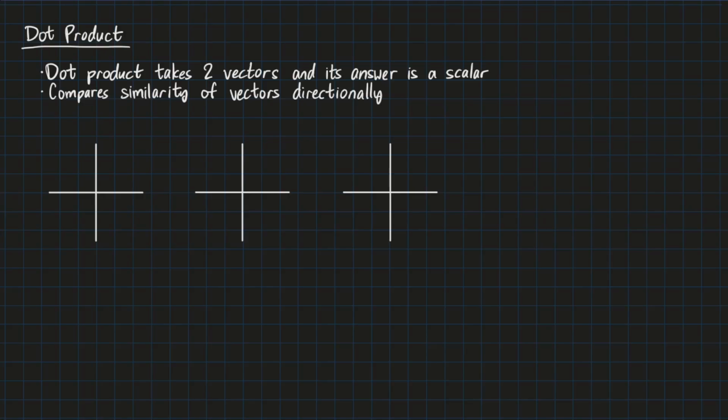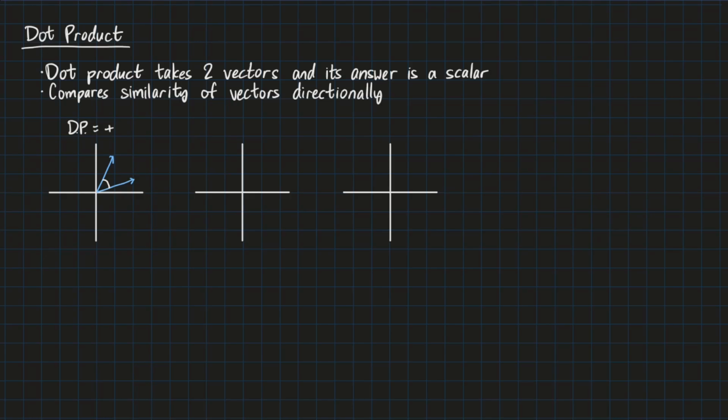The dot product is an operation that takes two vectors and gives an answer in the form of a scalar. The dot product compares how similar the two vectors are directionally. If we have two vectors and the angle between them is acute, then the dot product would be positive.